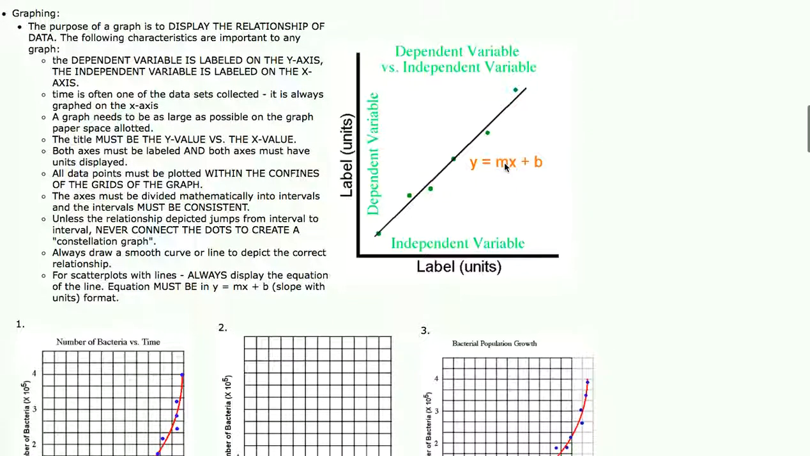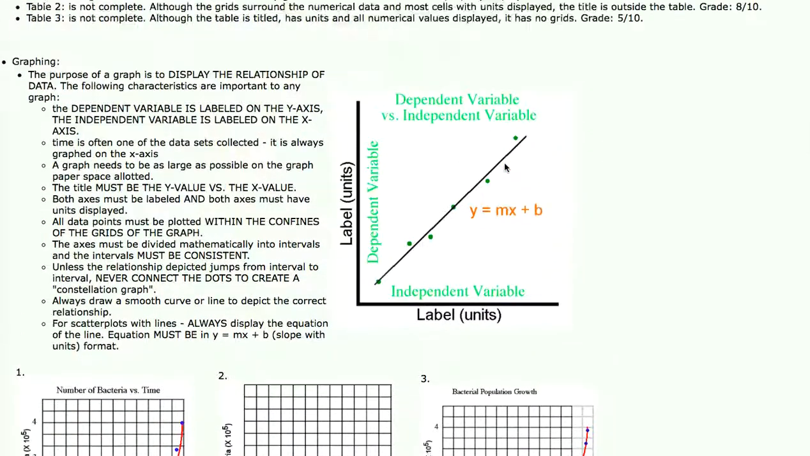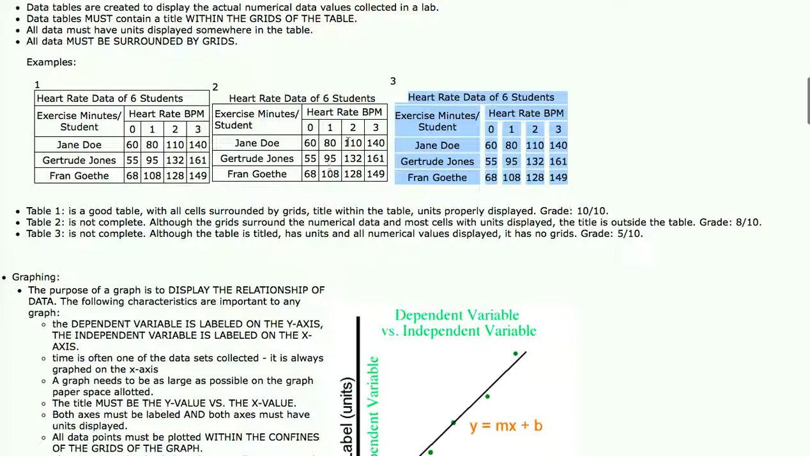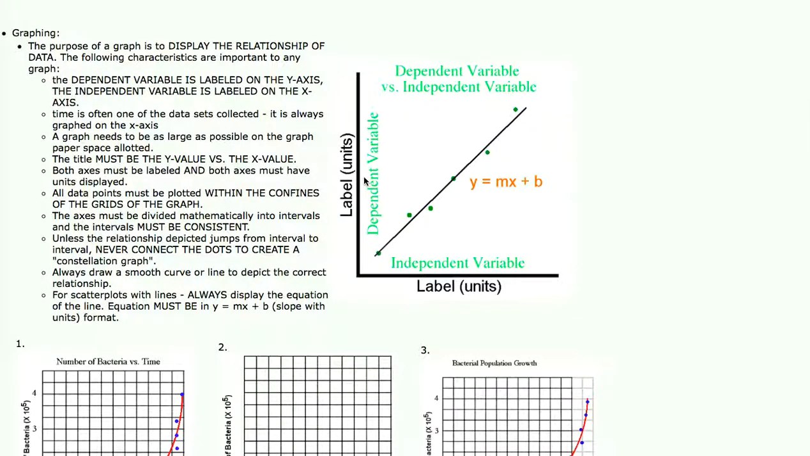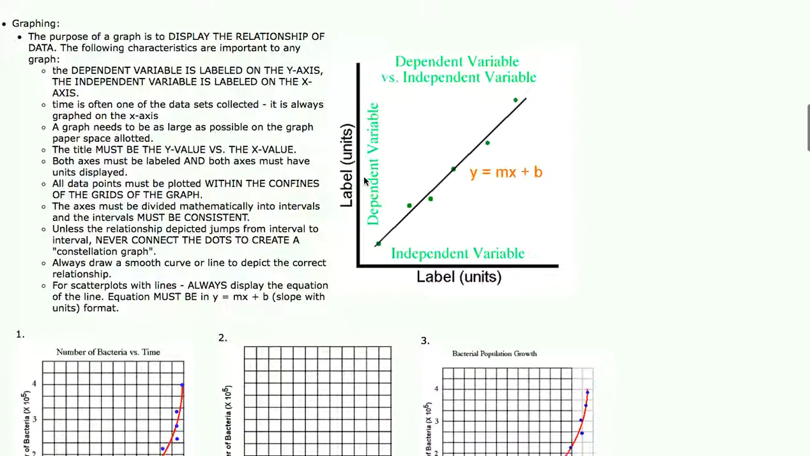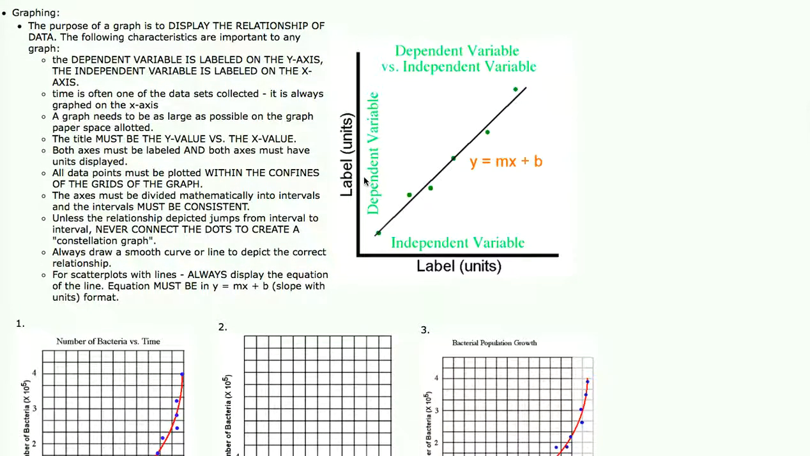Now, graphing. Graphing shows relationships among data. So these numbers here reflect Jane Doe's, Gertrude Jones', and Fran Gothi's performance during exercise in terms of heart rate. If you graph the data, you can actually visually see which student would be in better physical shape. We look at graphs all the time in business. Those are stock market graphs or business expense or income graphs, and they quickly tell people whether businesses are making or losing money. You need to know the basic components of a graph.